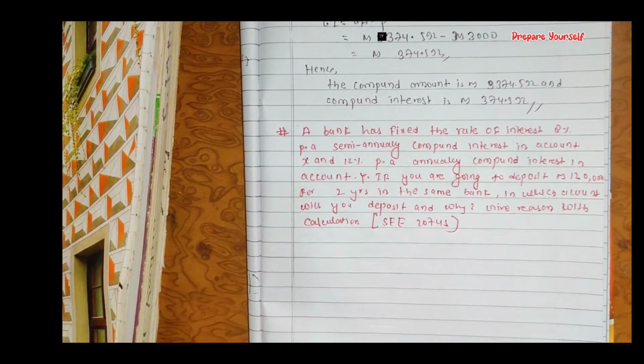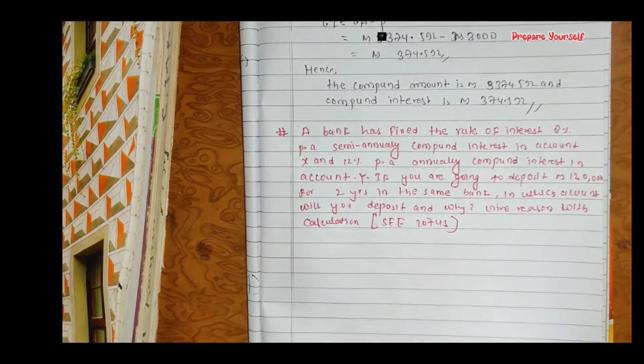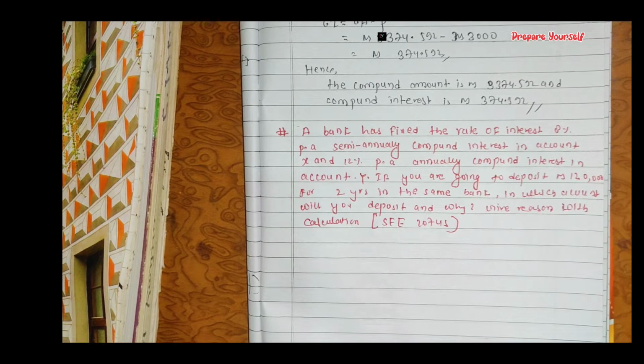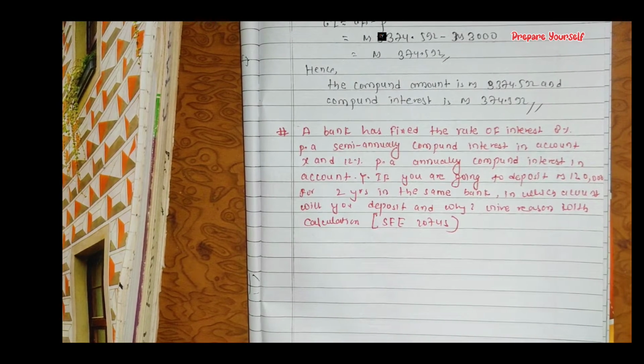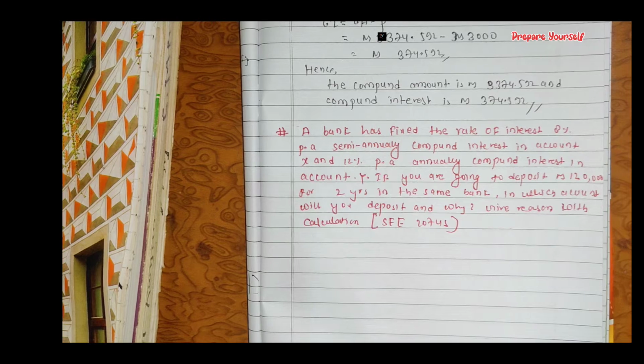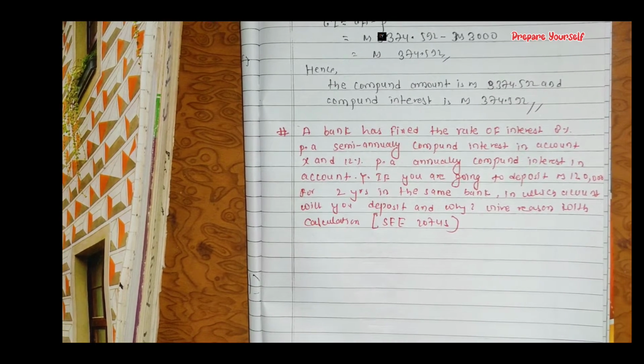Now again we move to another question, a new question on compound interest. A bank has fixed the rate of interest at 8% per annum semi-annually compounded in account X and 12% per annum annually compounded in account Y. If you are going to deposit Rs 12,000 for 2 years in the same bank, in which account will you deposit and why? Give reason with calculation.